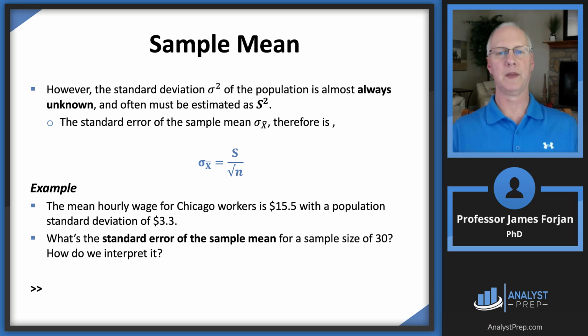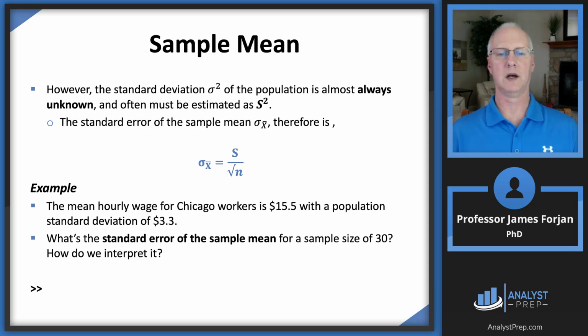Now, remember what I said about this population. Look at that first bullet point. The standard deviation of the population is almost always unknown. So we need to estimate the sample standard deviation so that we can make some inferences about that. So there's a good formula for the standard error of the sample mean. And then we can quickly work through an example.